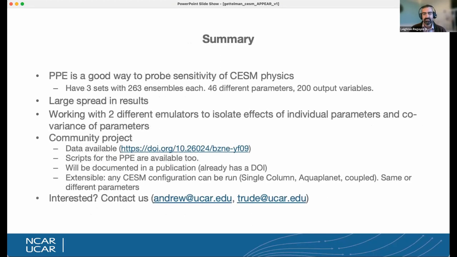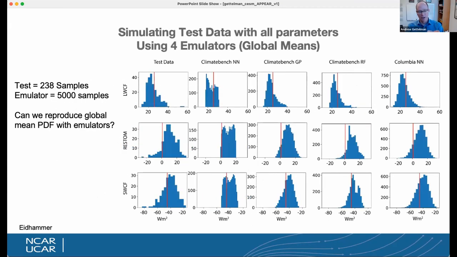Trudy notes that just on this plot, the line actually is observations. So sorry, I didn't get that right, but thanks, Trudy.